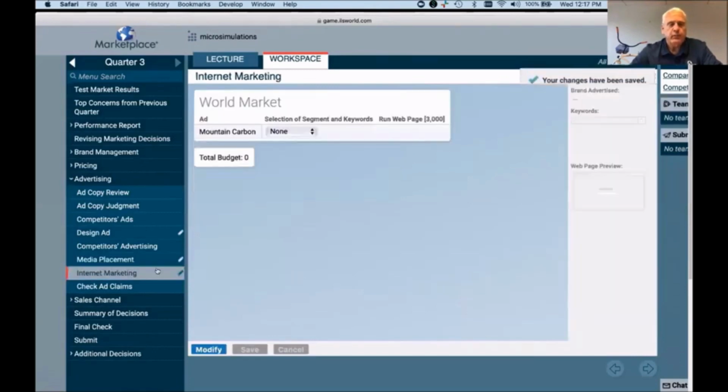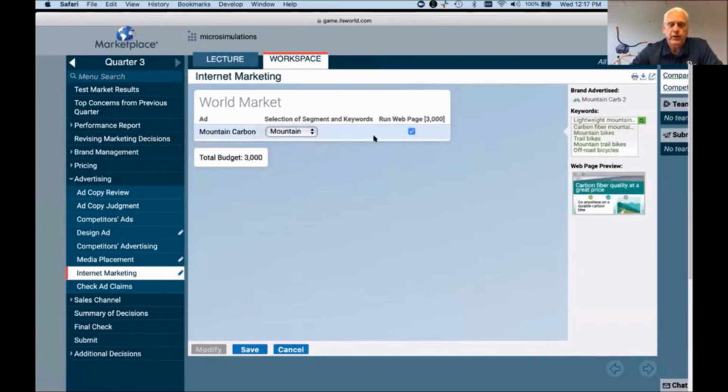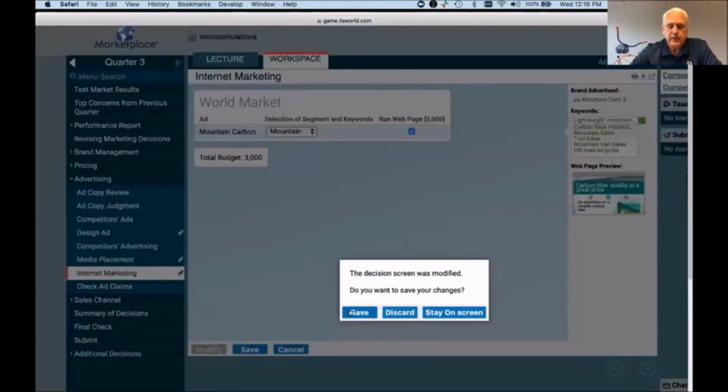I can do internet marketing. So I can create a web page, and I have to say what segment I want it to be reflective of, and I'm going to run a web page. Over here are the keywords that will appear and how my one ad will appear on the internet. Okay, let's check ad claims. Let's see, I have to save.